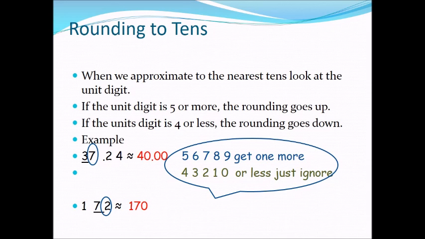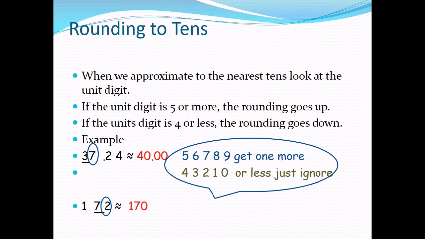Ask myself, is 7 one of the strong numbers or weak? Of course, 7 is one of the strong numbers. Strong numbers give the digit 1 more. So it will be 3 plus 1 equal 4. Then I will put 40.